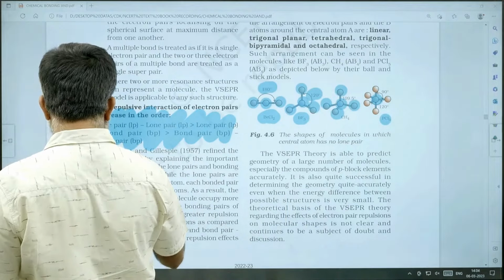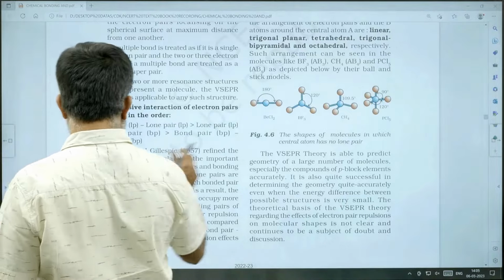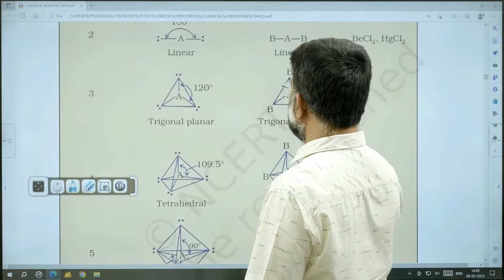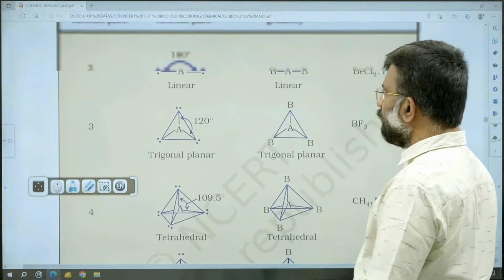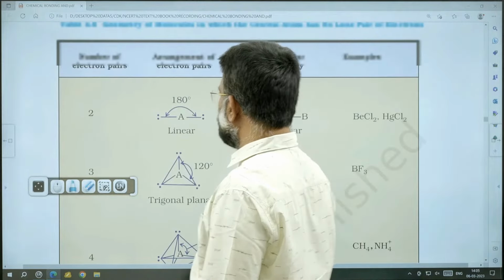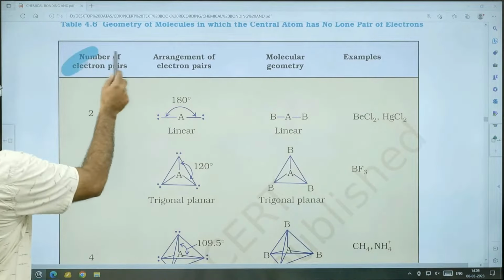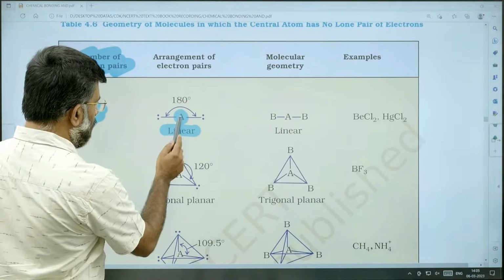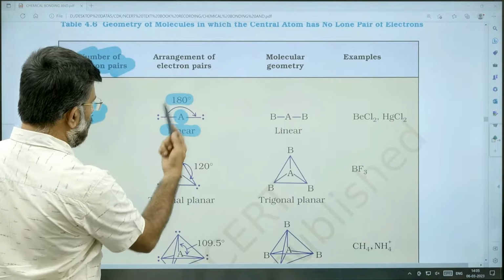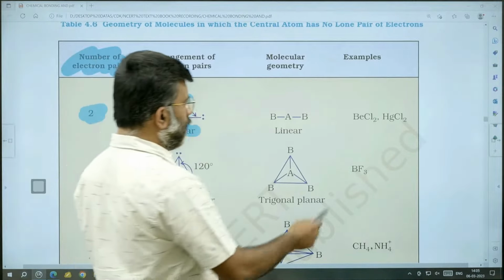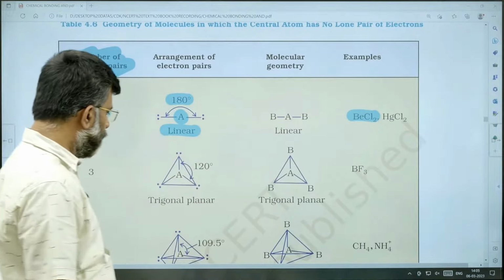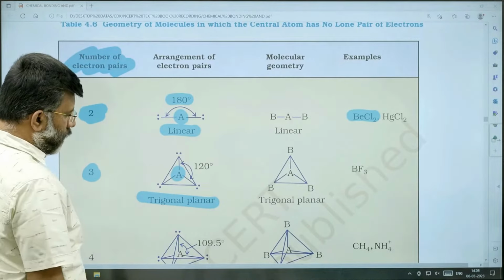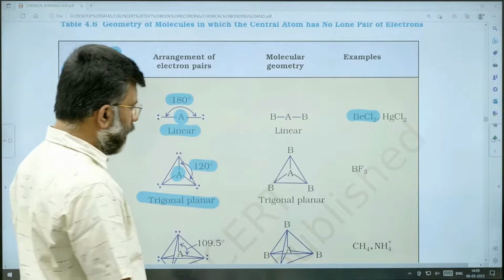Through the tabulated array, we have the important table of information concerning the VSEPR theory. Let's go through it one by one. Number of electron pairs, 2, and the arrangement will be like this: A, the central atom, one pair to the left, one pair to the right, linear system, 180 degree. Example, BeCl2, HgCl2. Next, 3 electron pairs, trigonal planar. Across the central atom, it comes like this, trigonal planar with bond angle 120 degree. Example, BF3.